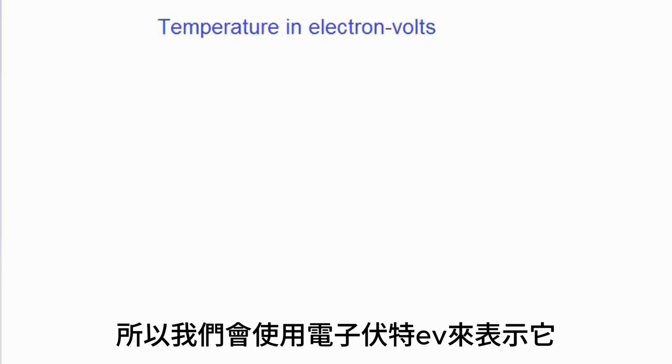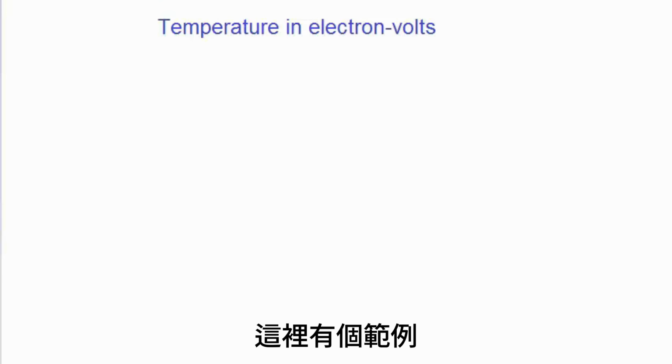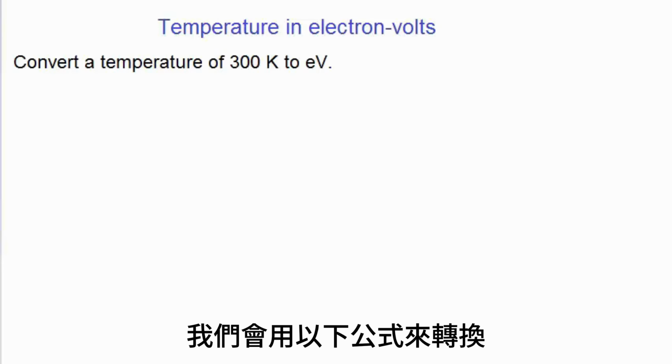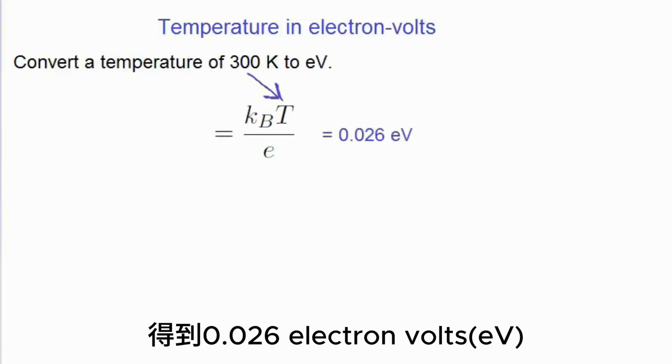It's much more convenient to express the units in electron volts. Here is an example of how this is done. Assume we want to convert room temperature at 300 Kelvin to electron volts. We substitute the temperature, T, in this expression and obtain 0.026 electron volts.